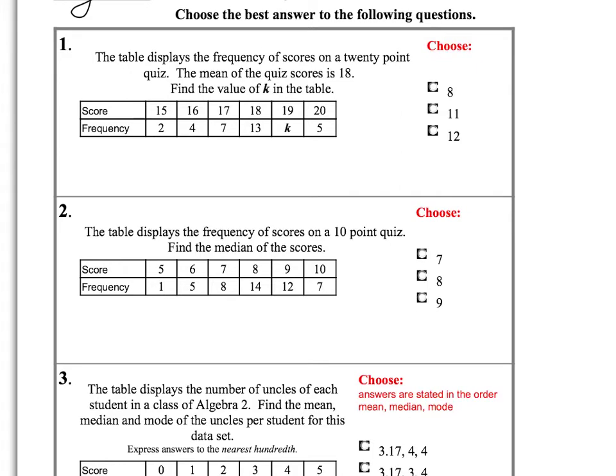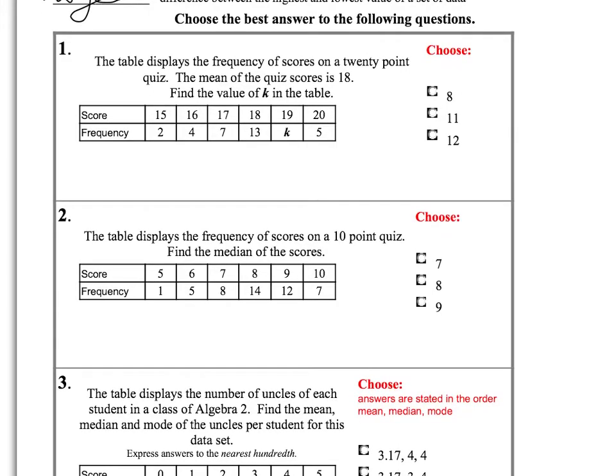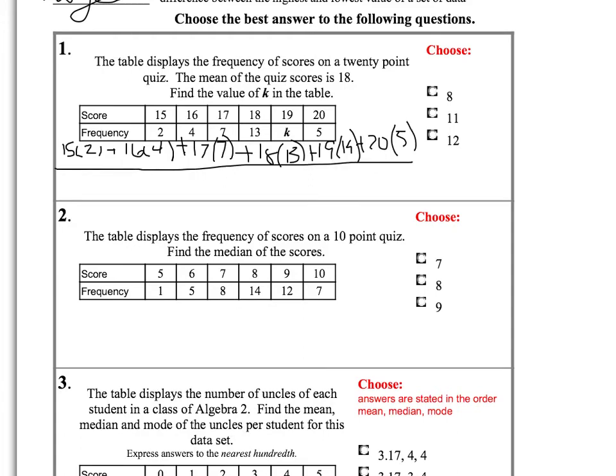So let's just start by setting up the average formula. We could do 15 plus 15, or 15 times 2, plus 16 times 4, plus 17 times 7, plus 18 times 13, plus 19 times k, plus 20 times 5, divided by the frequency. The total number, 2 plus 4 plus 7 plus 13 plus k plus 5. And it tells us it has to equal 18.